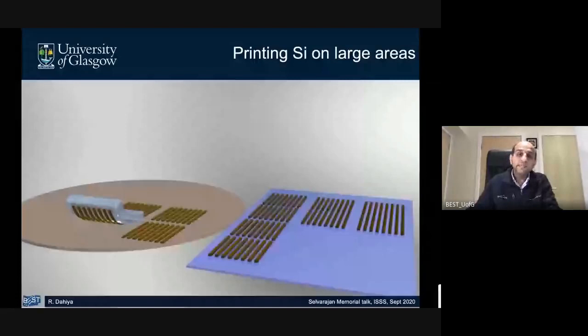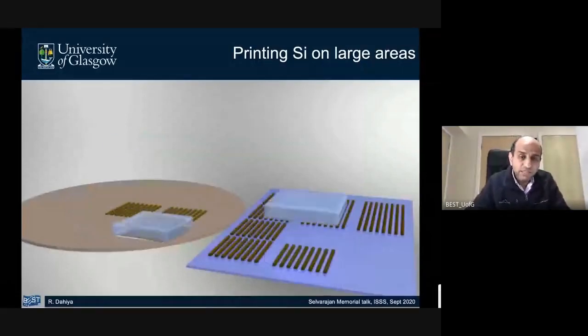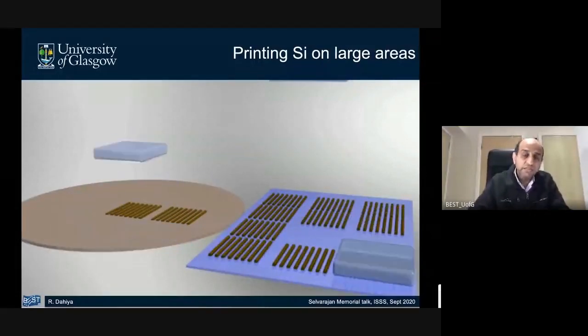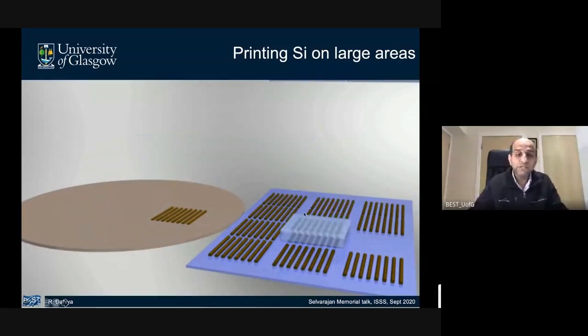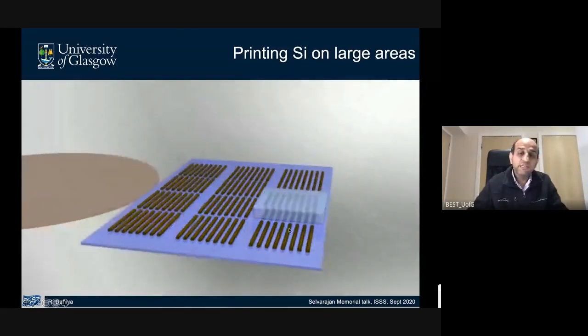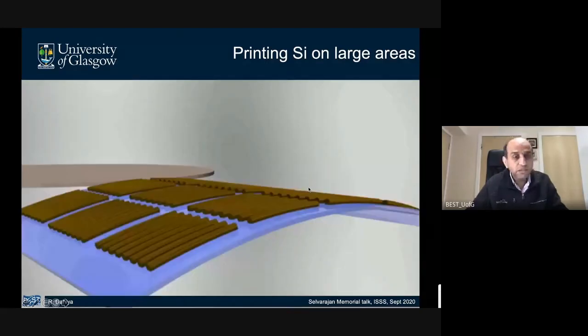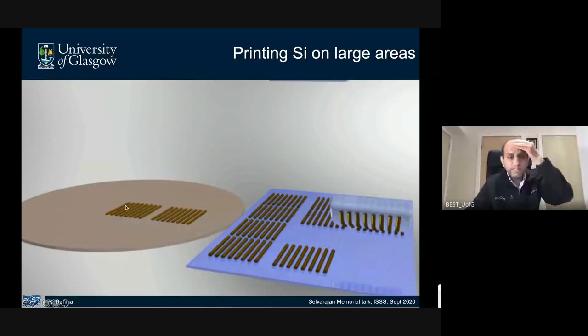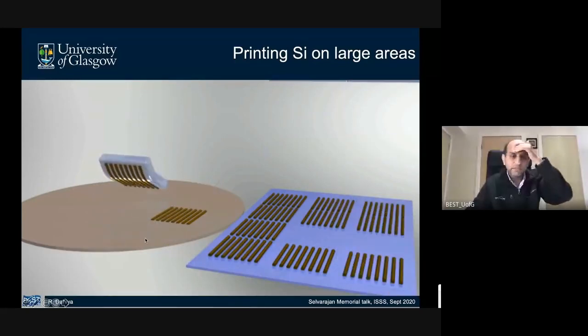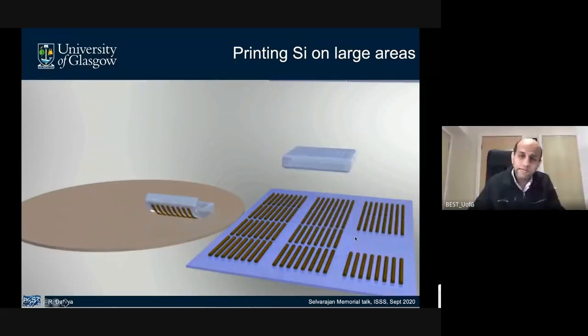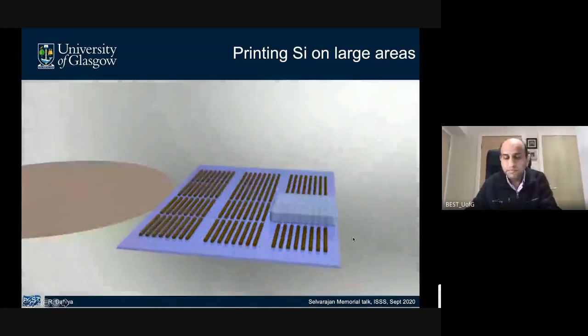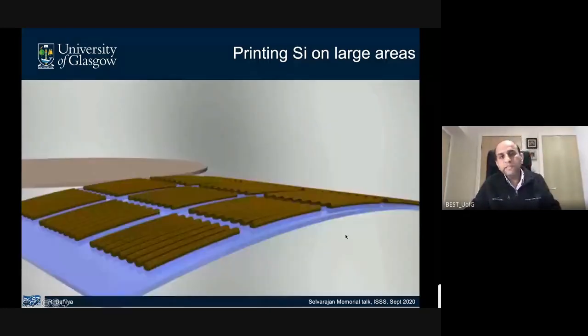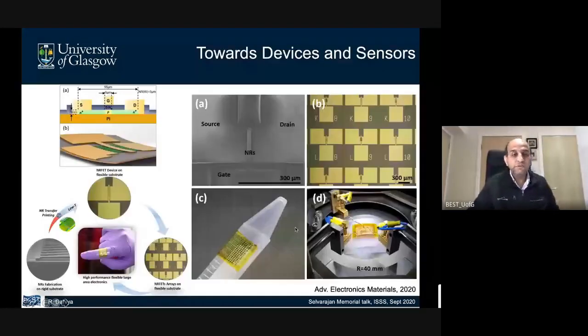So with this process, you can then go to large area. As you can see, with the transfer printing technique shown here, you can pick up wires and transfer them to a large area. This would not be possible with conventional technology, because conventional technology is limited to realizing everything on the wafer itself. So with this, you have that flexibility. And we use this transfer printing technique, one example is shown here, to obtain devices.